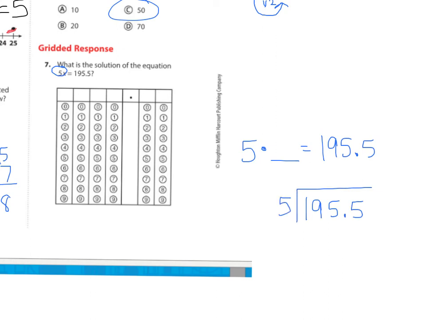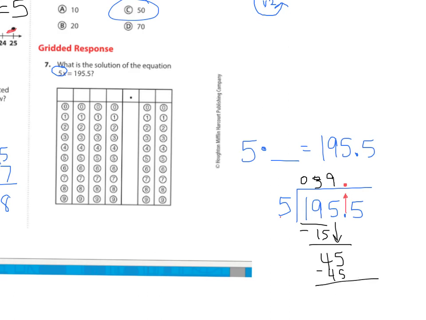Some of you were moving your decimal over. You only do that if you had to move it in this 5 over here in the divisor. I didn't have to do that, so the decimal just goes straight above. And how many times does 5 go into 1? It doesn't. 5 into 19? 3 times. Bring down the 5. 5 into 45 is 9.